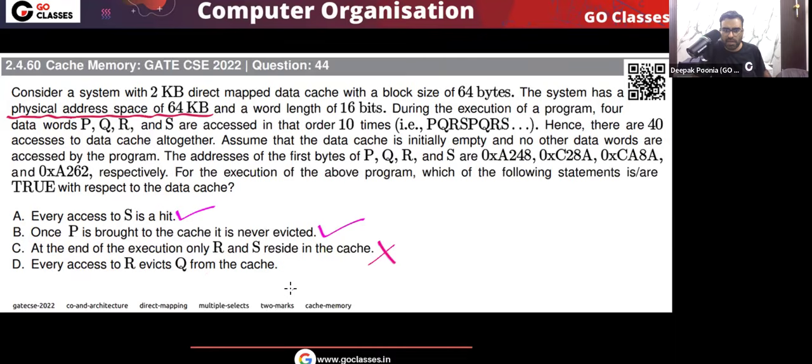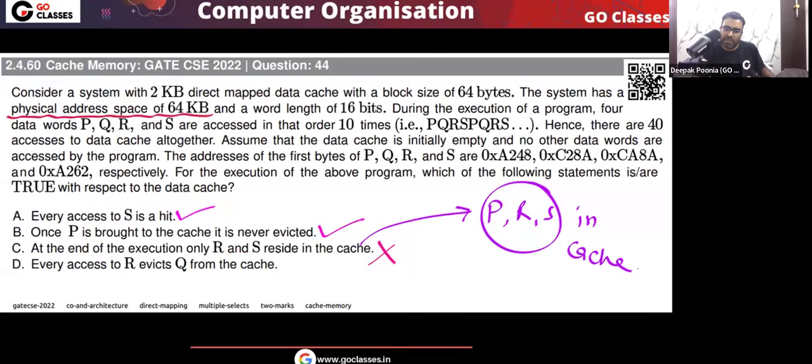Option C: at the end of the execution, only R comma S reside in the cache. No. At the end, who will reside in the cache? P also, R also, S also. These will be there in the cache. But here it is saying only R comma S will be there in the cache. That is false. Every access to R will evict Q from the cache. That is correct. So for this question, the answer will be ABD.